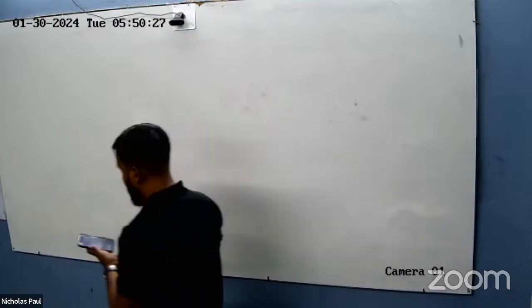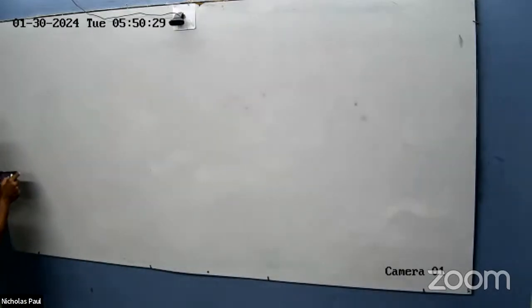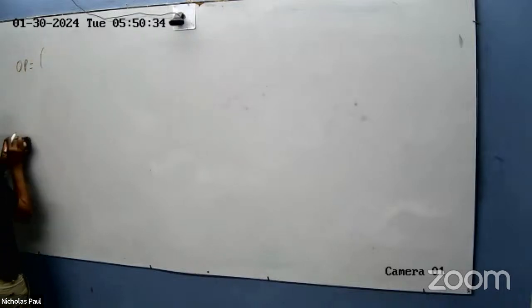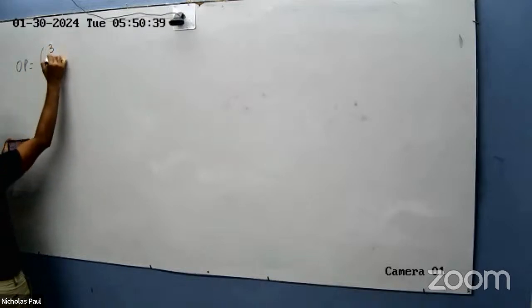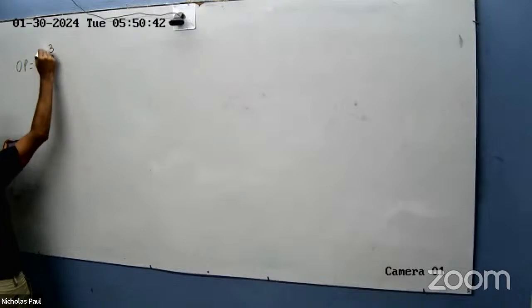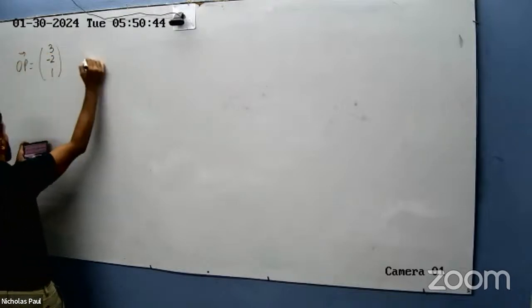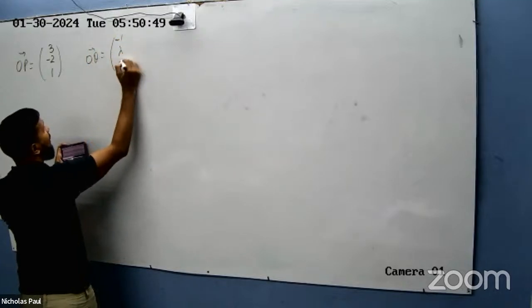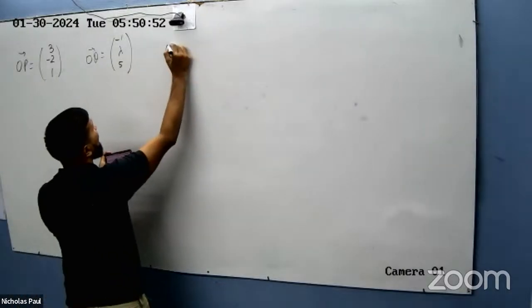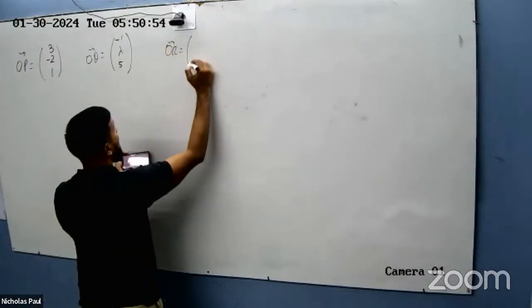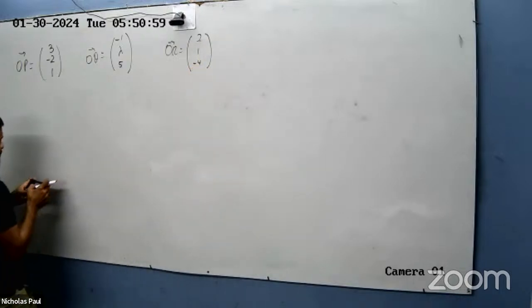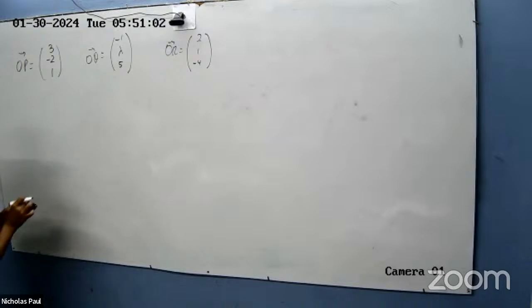All right, nice. They gave us OP, which was 3, minus 2, 1. OQ was minus 1, lambda, 5. And OR was 2, 1, minus 4. They want us to find PQ.